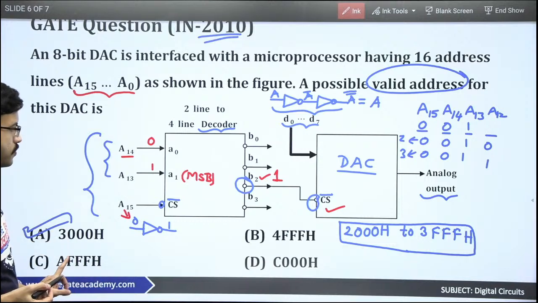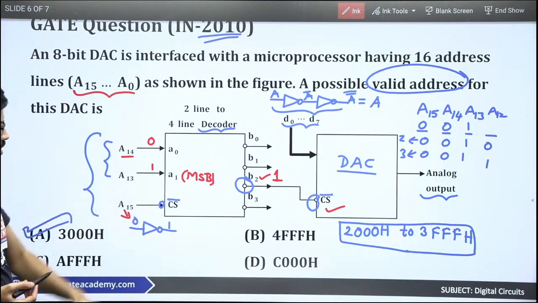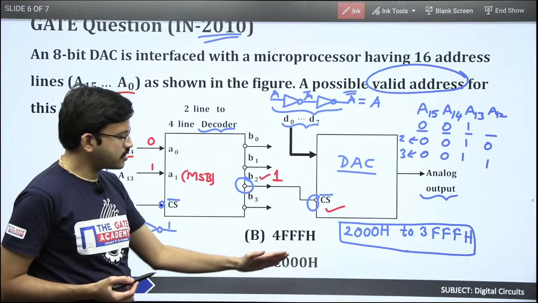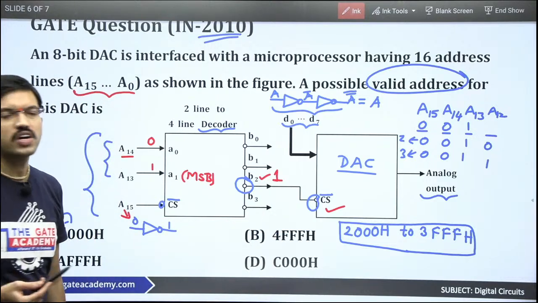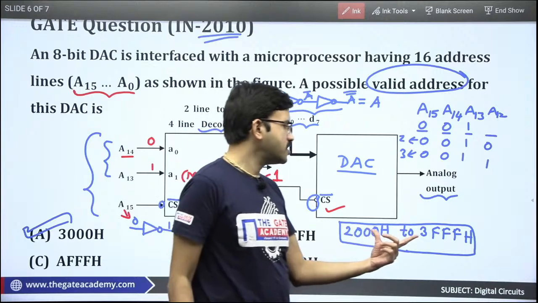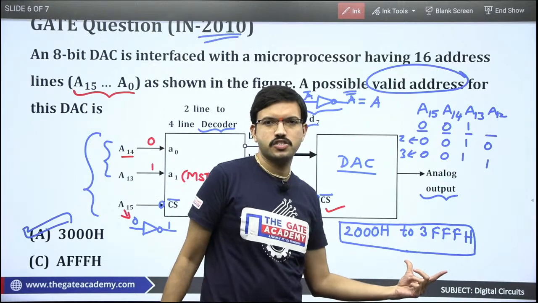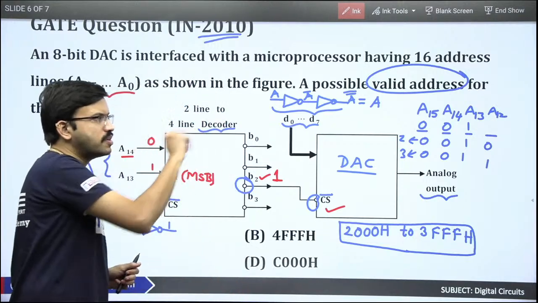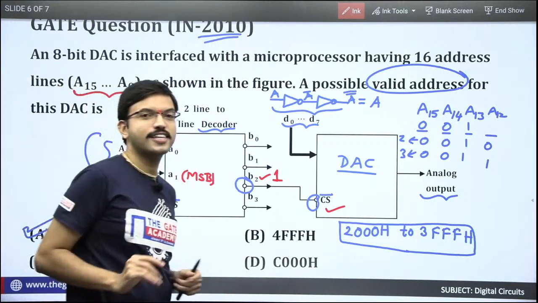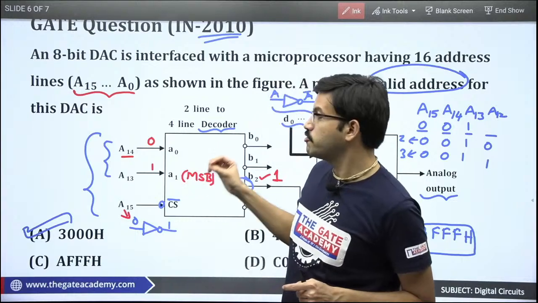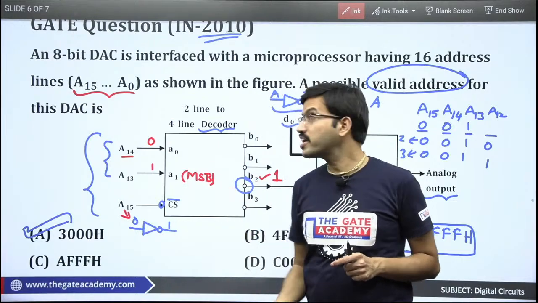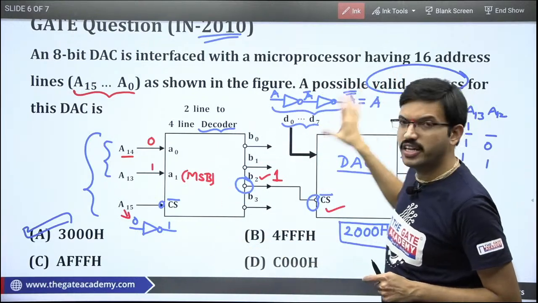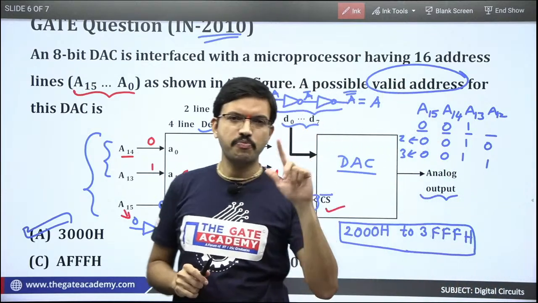See, remaining, if you observe, AFFF is beyond that range, 4FFF also beyond that range, C000 also beyond that range. Sometimes they will ask questions where you have to identify the address range, that means minimum value to maximum value. Sometimes they will ask what is the possible valid address. Sometimes they may ask, among the given 4 choices, which is not a valid address. You have to read the question carefully. Based on the context, the answer will vary.